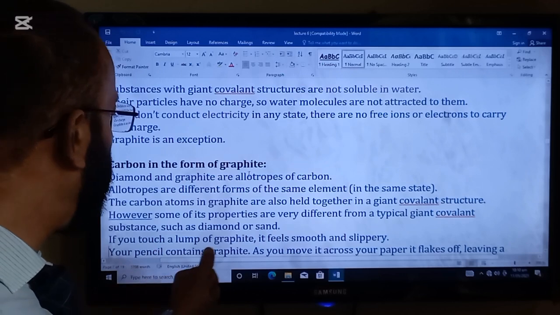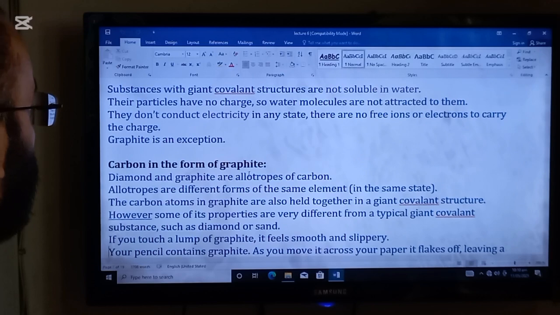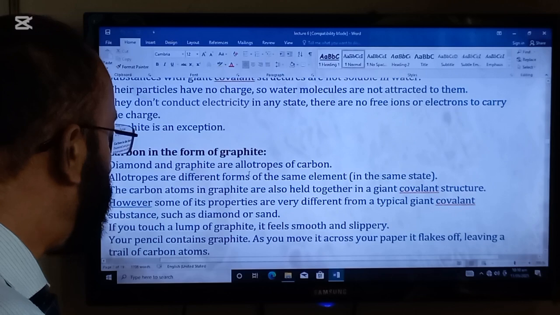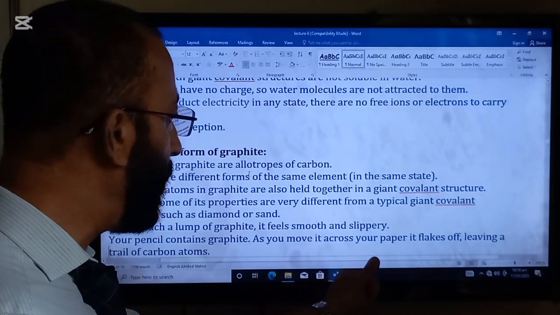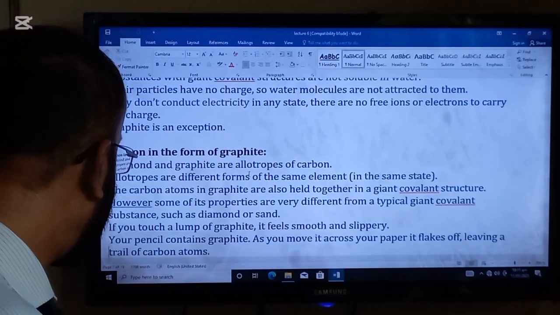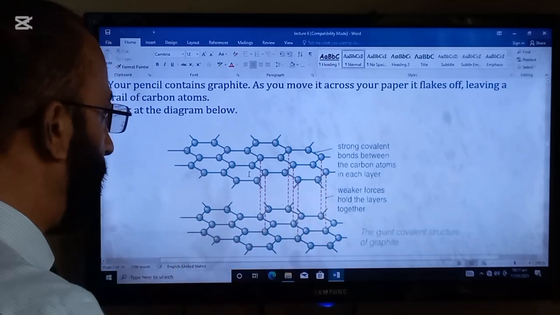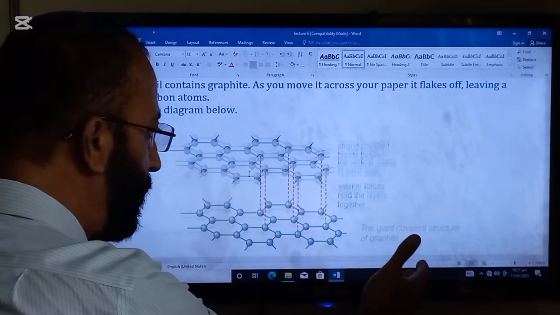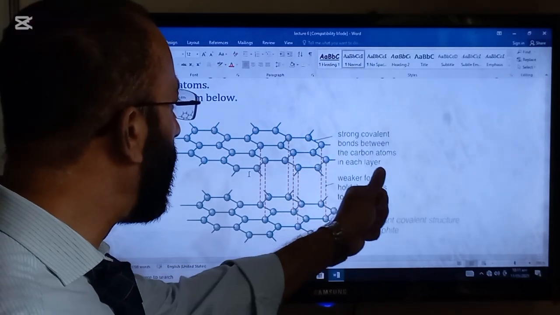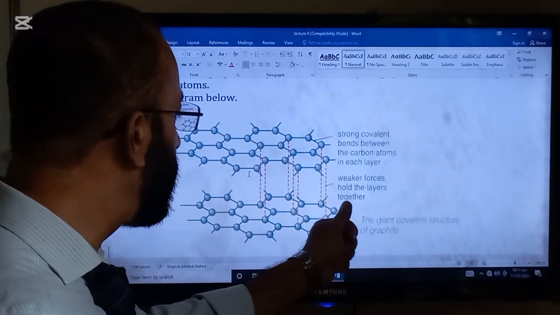If you touch a lump of graphite, it feels smooth and slippery. Your pencil contains graphite. As you move it across your paper, it flakes off, leaving a trail of carbon atoms. And look at the diagram below. This is the structure of graphite. The giant covalent structure of graphite. Strong covalent bonds between the carbon atoms in each layer. But weak forces hold the layers together.